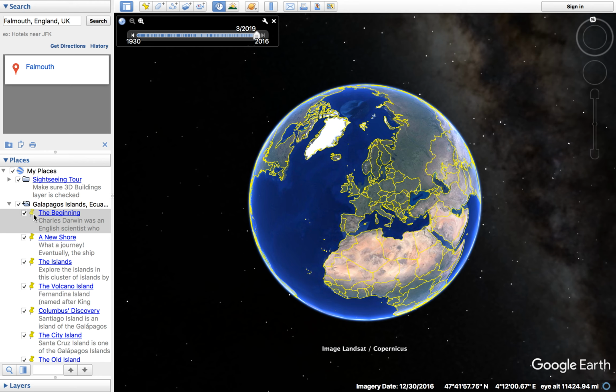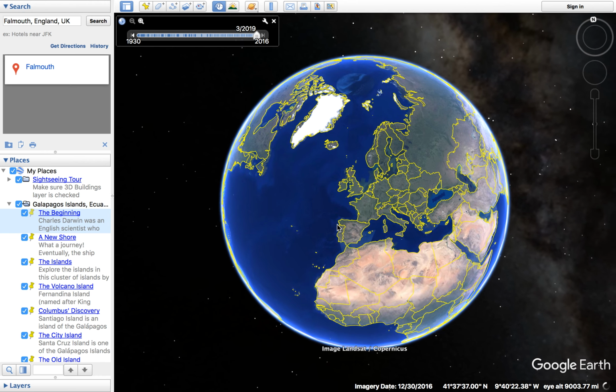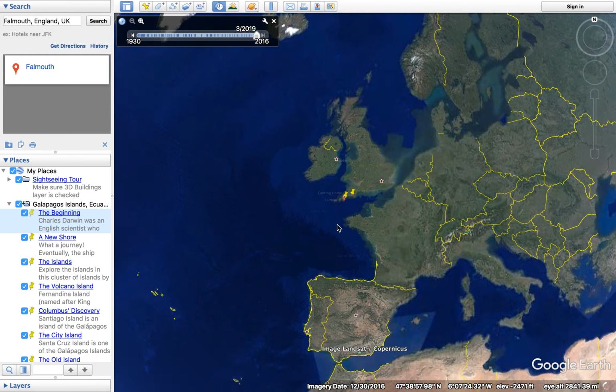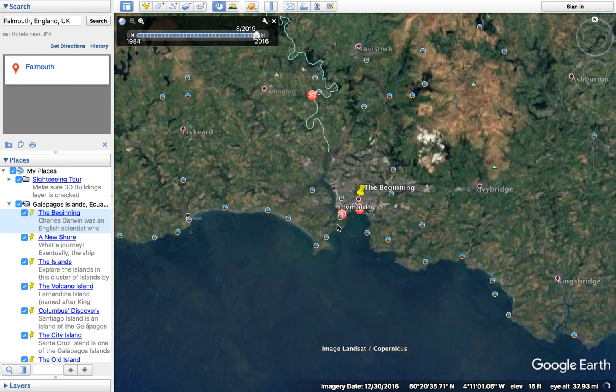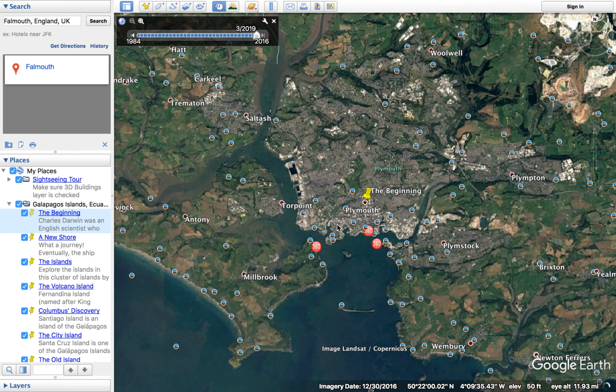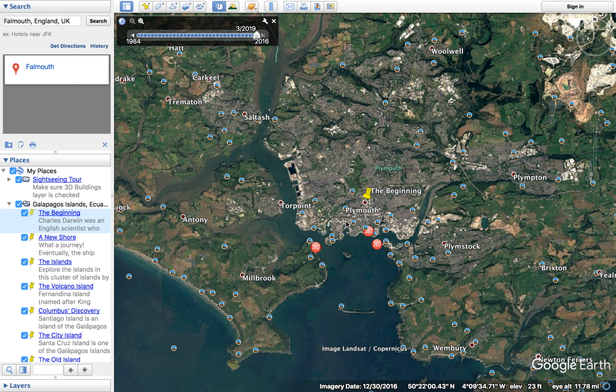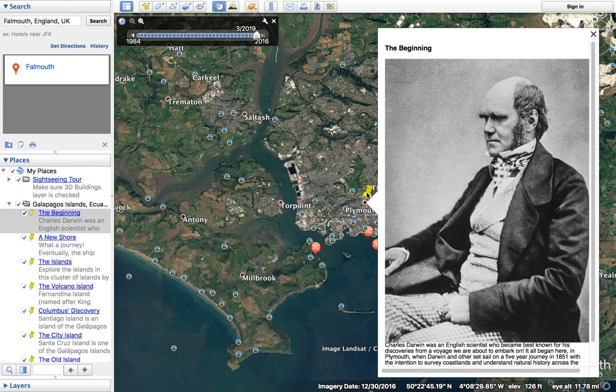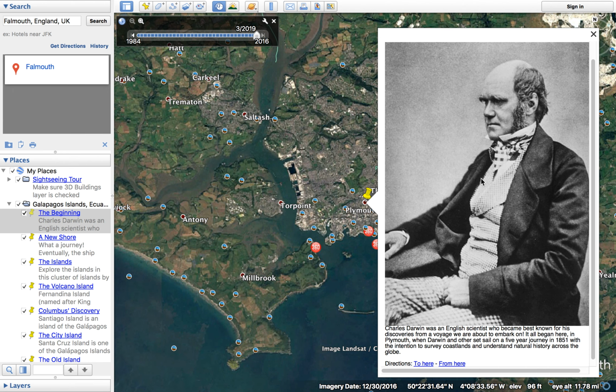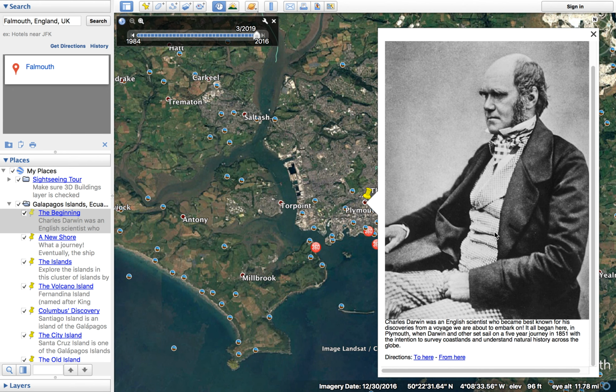So over here in the sidebar, I can see the beginning, and I'm going to double click on that to zoom in to Plymouth, which is not the birthplace of Charles Darwin, but this is where his journey began. And if I click on it, we see pictures of Charles Darwin in his youth. It says that his voyage started when he was in his 20s, but this photo does not look like he's in his 20s, so I'm going to take that one with a grain of salt.